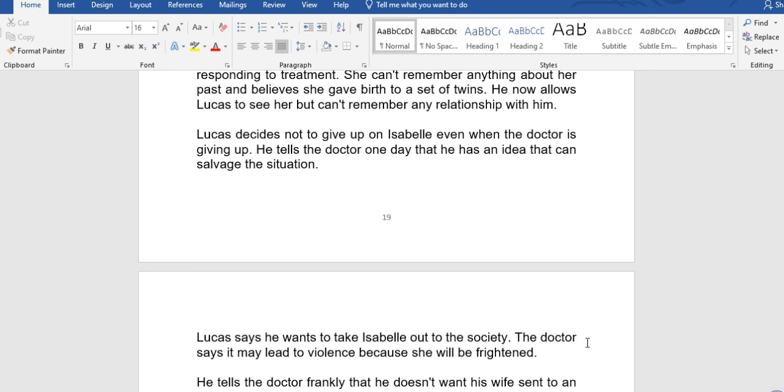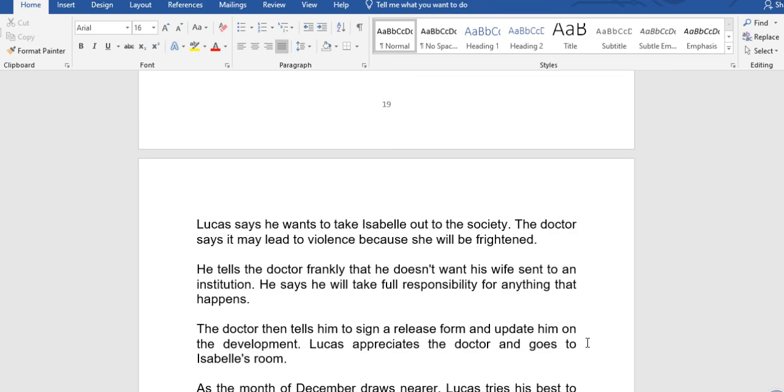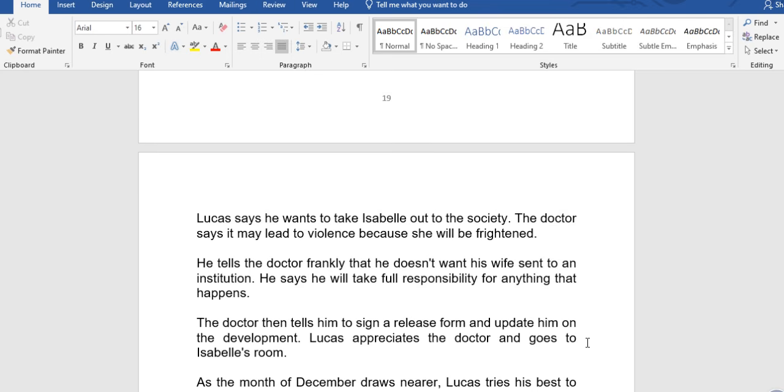He tells the doctor one day that he has an idea that can salvage the situation. Lucas doesn't want to give up on Isabel, though the doctor is giving up on her, because of the love he has for the lady. Lucas says he wants to take Isabel out to the society.